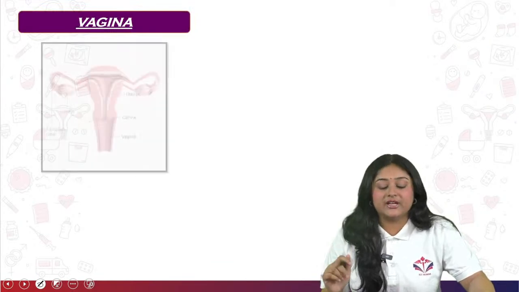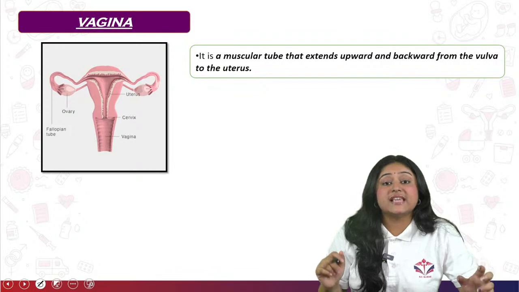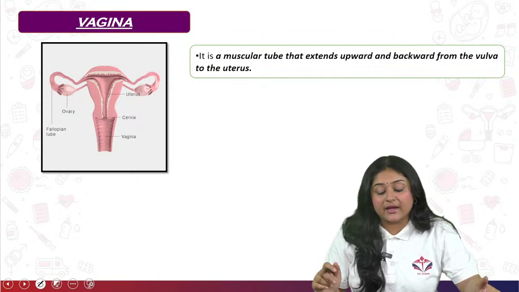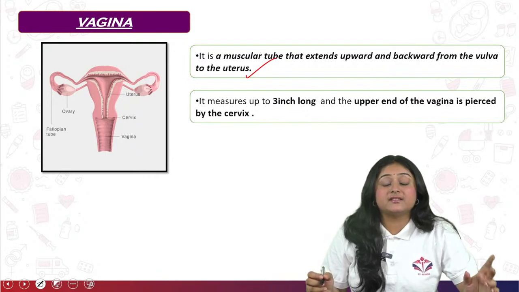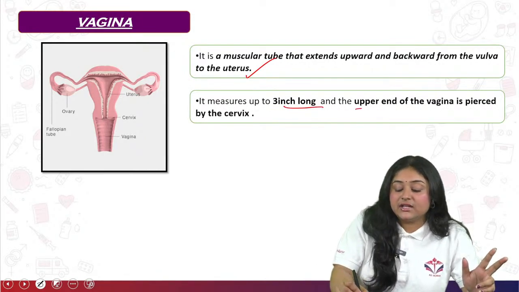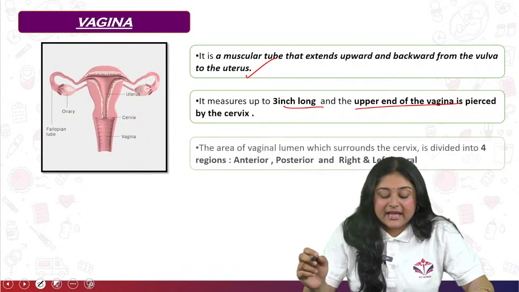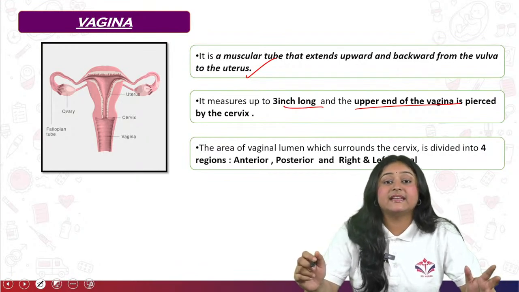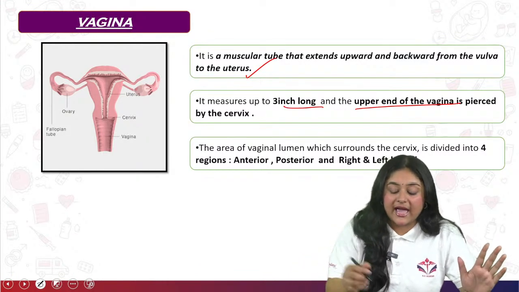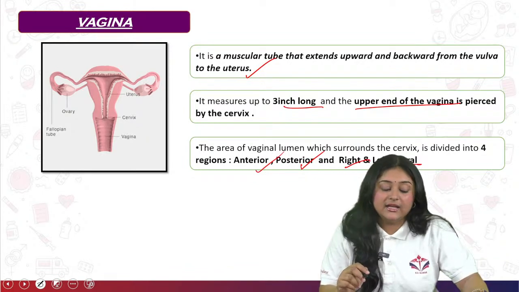So first is the vagina. The vagina is a muscular tube, okay, which extends upward as well as backward from the vulva to the uterus. It measures 3 inches long, and the upper end of the vagina is pierced by the cervix. Next one is the area of the vaginal lumen which surrounds the cervix, and it is divided into 4 regions: anterior region, posterior region, and right and left lateral regions.